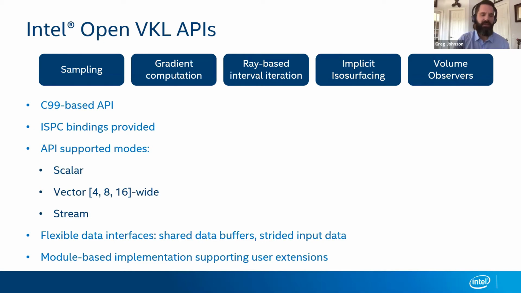VKL does have fairly flexible data interfaces for providing data to it. I already mentioned shared data buffers. We also support strided input data, which can make it easier to work directly with data as it exists in application memory or maybe some custom structs. And then we have a module implementation that does support user extensions. So if you had your own volume type you wanted to implement, that is possible within VKL.